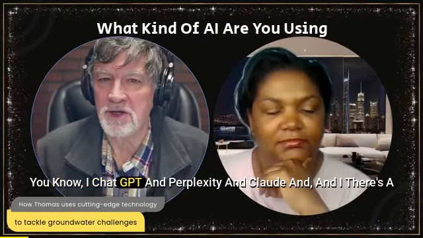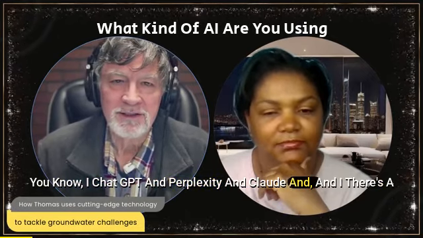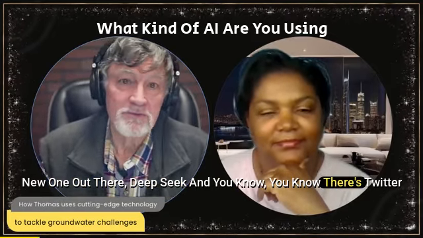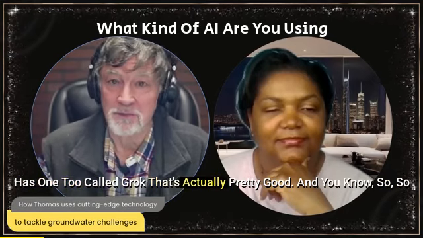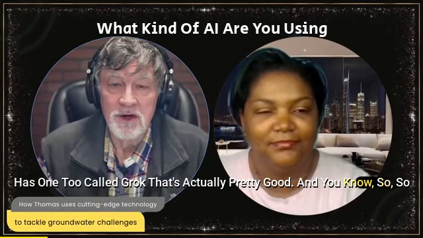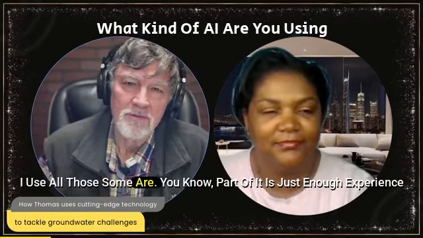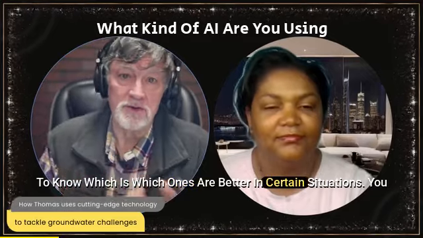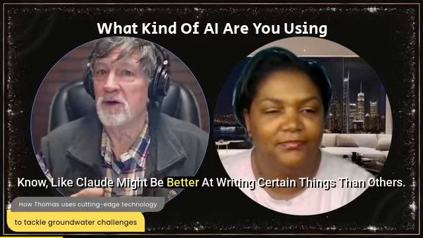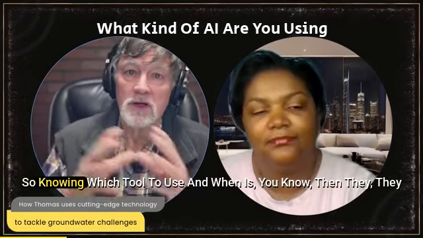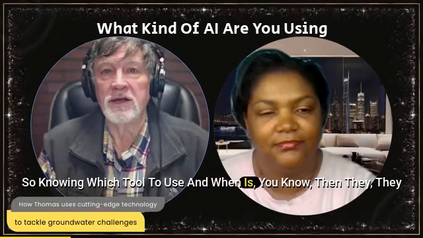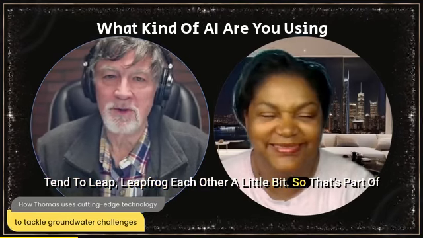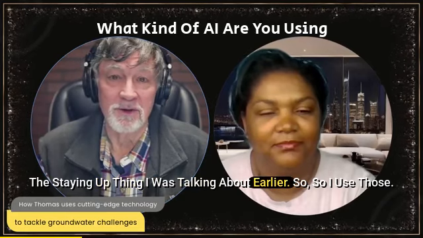I use ChatGPT and Perplexity and Claude, and there's a new one out there, DeepSeek, and Twitter has one too called Grok that's actually pretty good, and so I use all those. Part of it is just enough experience to know which ones are better in certain situations. Like Claude might be better at writing certain things than others. So knowing which tool to use and when is key, and they tend to leapfrog each other a little bit. So that's part of the staying up thing I was talking about earlier.